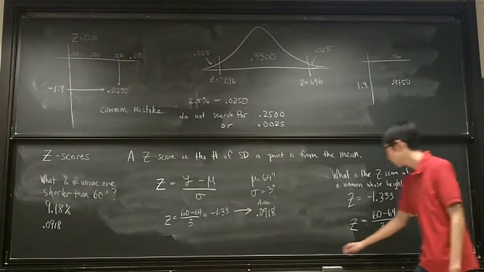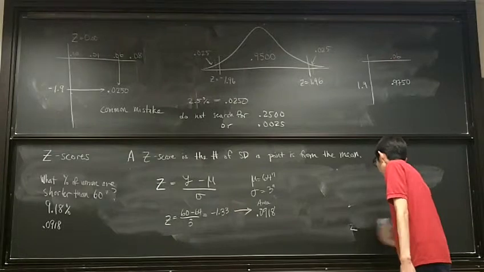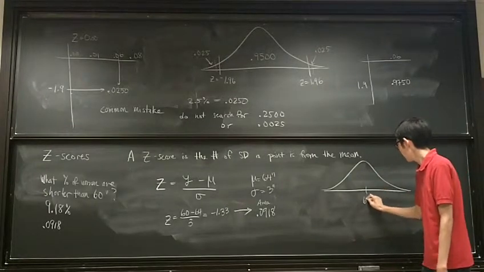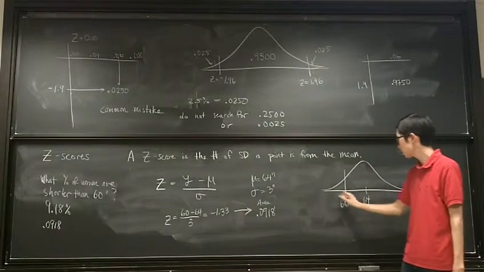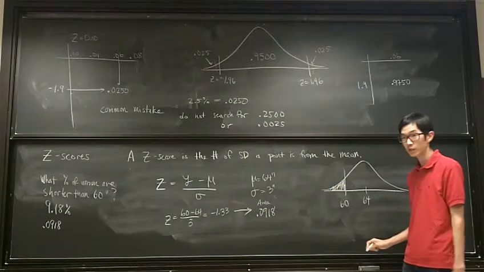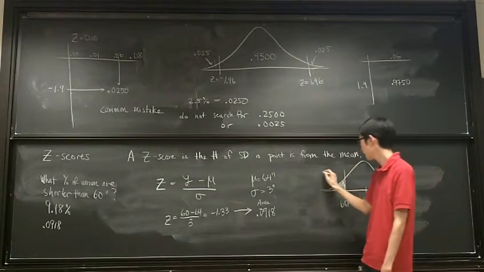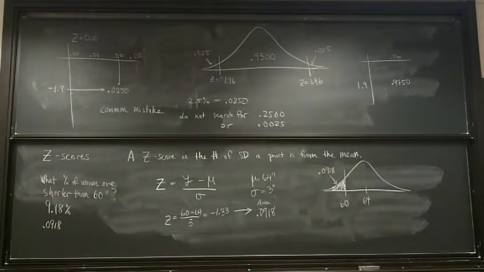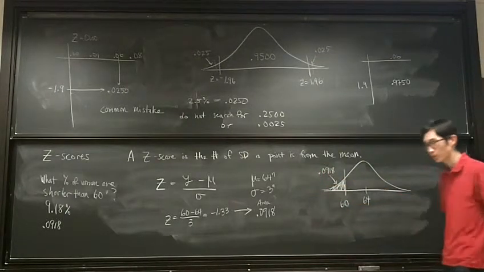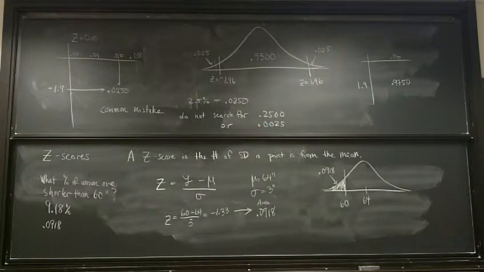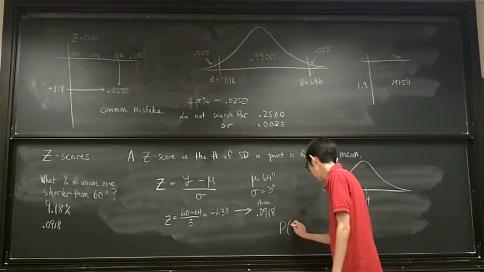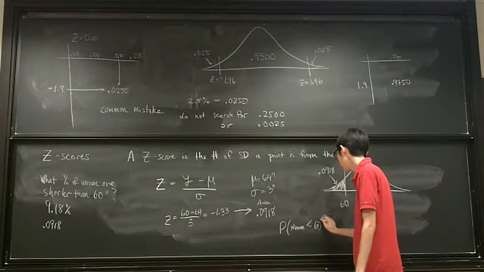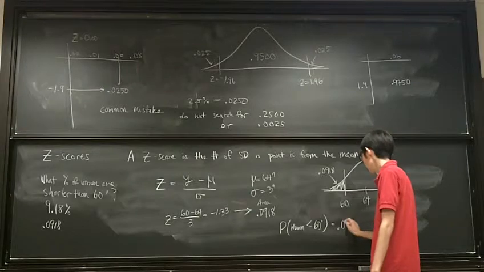Okay, so that means if I were to draw a picture, a lot of times drawing a picture helps. So my mean is at 64. This woman is 60 inches tall, and I'm asking how much is over here. Well, when you look that up in the table, it says 0.0918. So about 9.18. So about 9% of women are shorter than 5 feet tall. So the probability that a woman's height is less than 60 inches is equal to 0.0918.